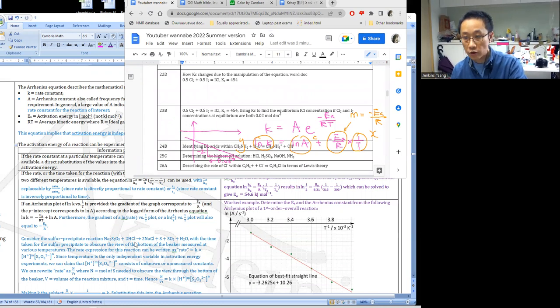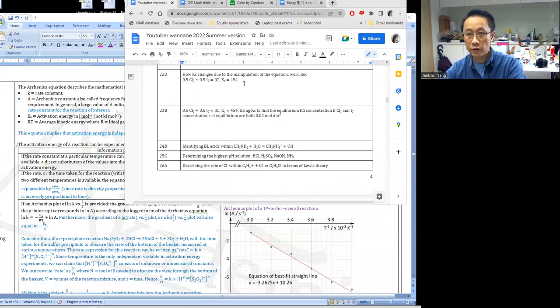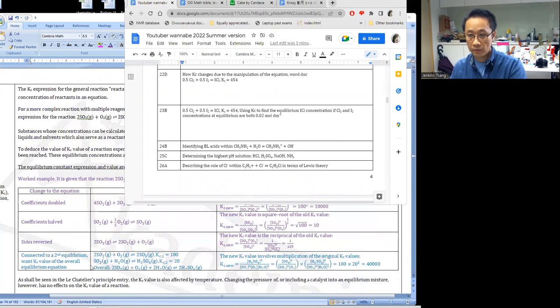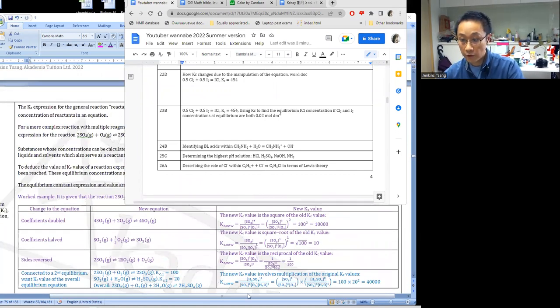Okay, moving on, question 22. They give you the equation, they give you the Kc value, and they are asking what happens to the Kc value if you redefine the reaction. So the redefined reaction is 2ICl becoming Cl2 plus I2. Redefining the reaction involves, number one, flipping it, and number two, multiplying all the coefficients by 2. If we double the coefficients, what you have to do is square the Kc value.